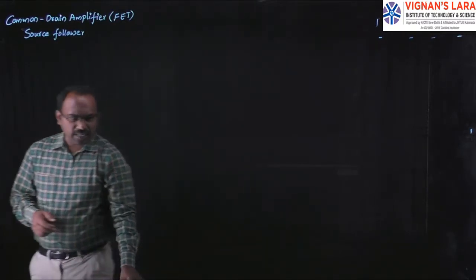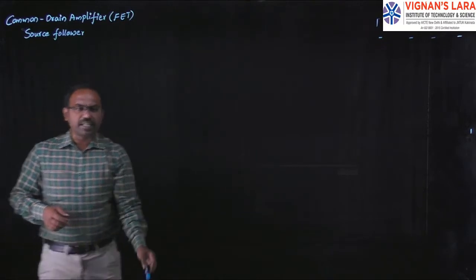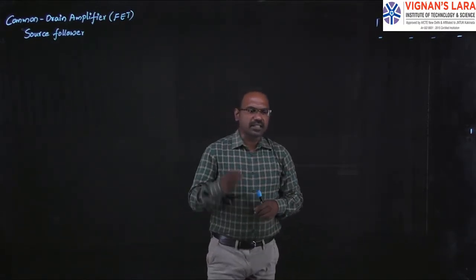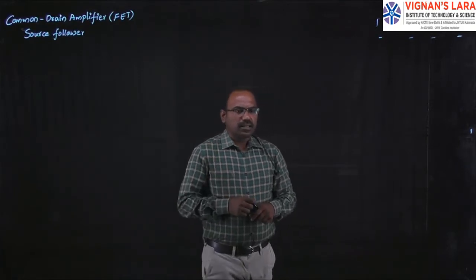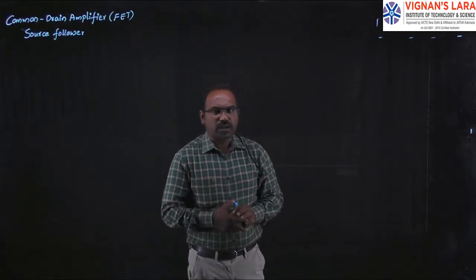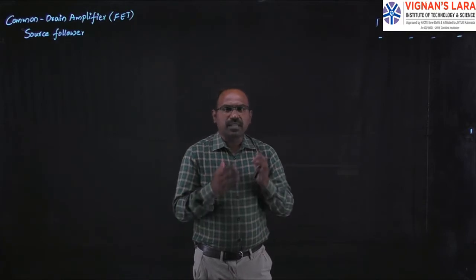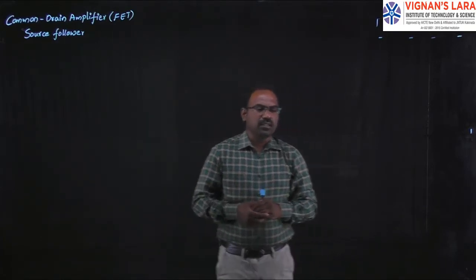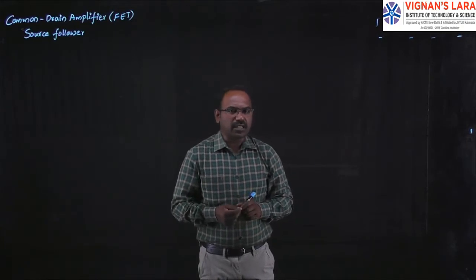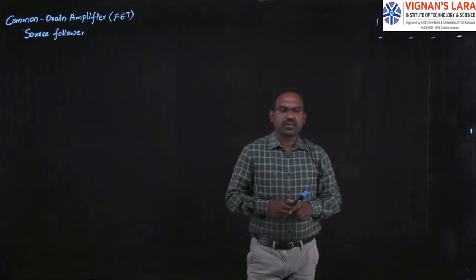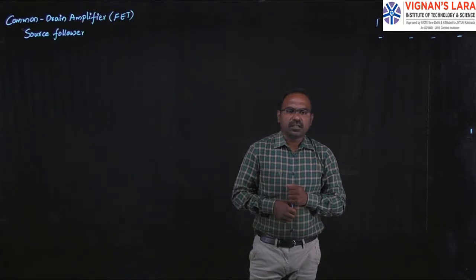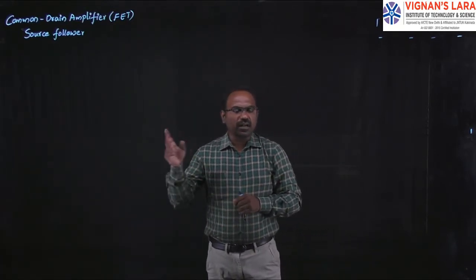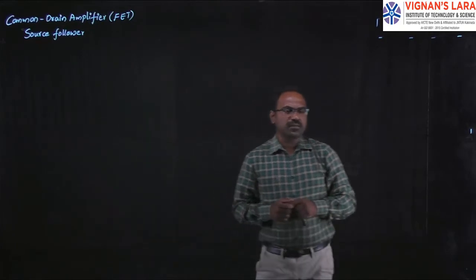So just like the BJT, in BJT the common collector configuration is called the emitter follower. Why? Because the emitter current, the output current always follows the collector. That is the reason why we are calling it the emitter follower circuit. And here it is called the source follower.